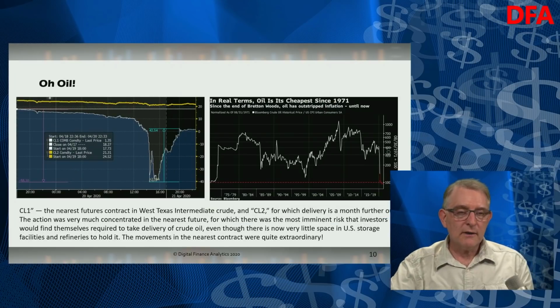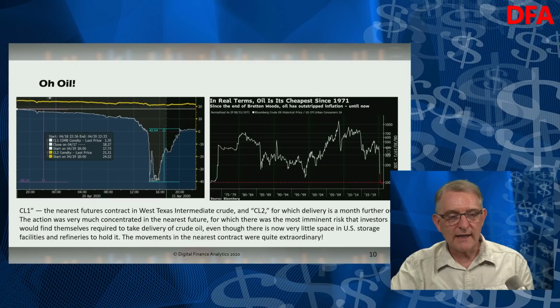And oil, well, you would have seen in the chat, there was a discussion about oil. The May contract went negative, strongly negative, more than $30 negative, simply because nobody wants oil at the moment. The next contract, the CL2, was actually for June delivery, still sitting up around 20.